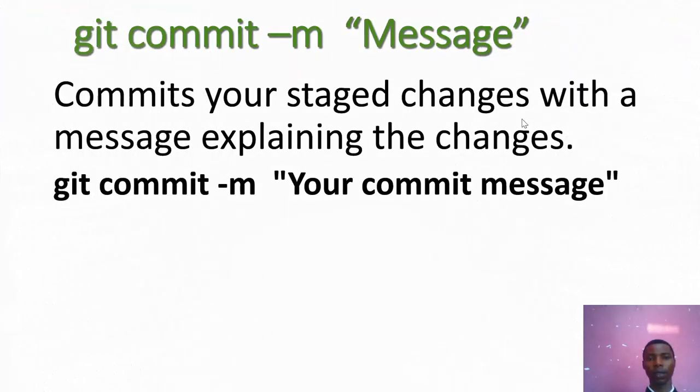So git commit -m message commits your staged changes with a message explaining the changes. Message that explains the changes you made. So git commit means like saving. Git commit -m your commit message. So this helps us to commit or to save the changes and put some message that explains those changes.